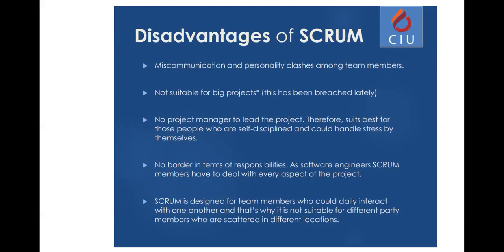Just as I told you 5 seconds ago, you don't have one job, you have multiple. And because of the work responsibility you have, it could sometimes be very difficult to manage, especially if people are not working together. Scrum is designed for team members who can interact daily with one another, and hence they are co-located in the same location. This is why it's not very suitable for team members who are scattered in different locations.